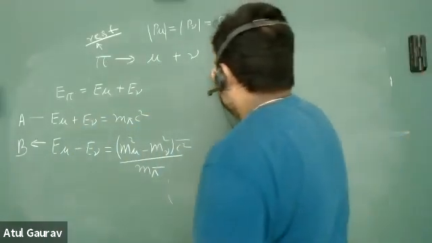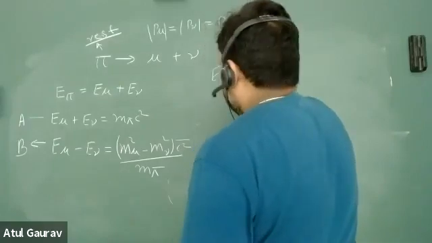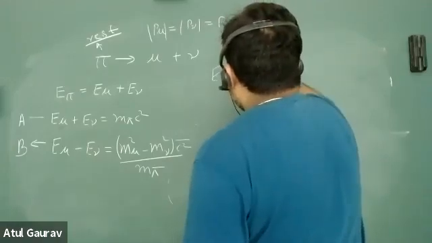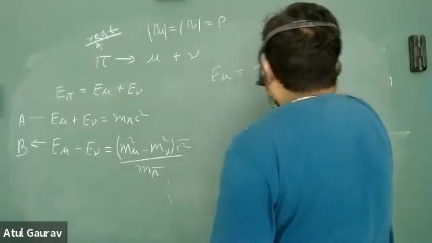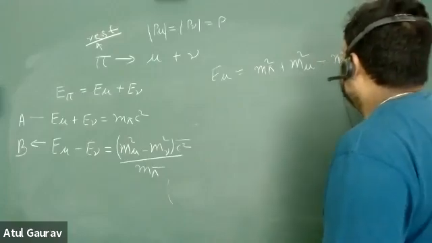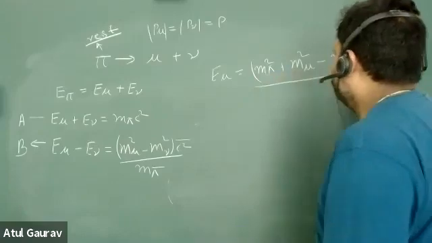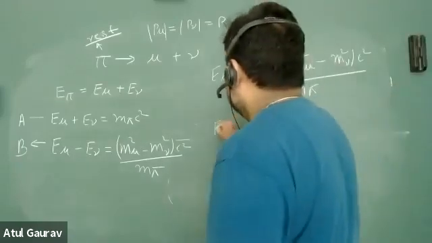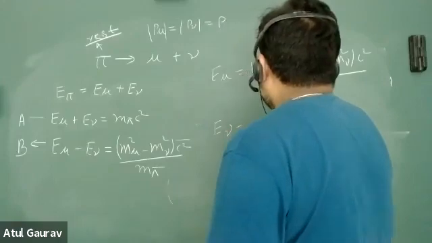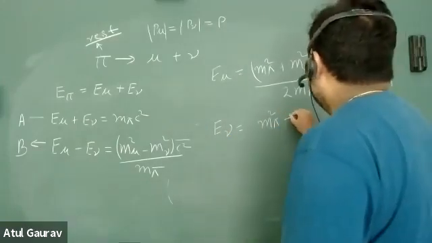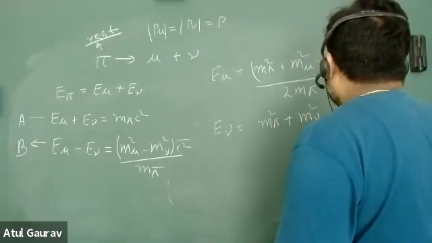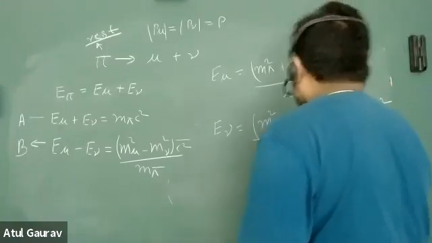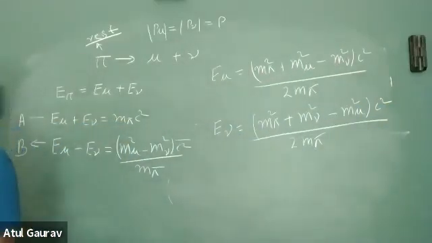So you will have E mu is equal to, you will get (m pi square plus m mu square minus m nu square) c square upon 2 m pi, and we have E nu is equal to (m pi square plus m nu square minus m mu square) c square by 2 m pi. So I hope you can get this answer.